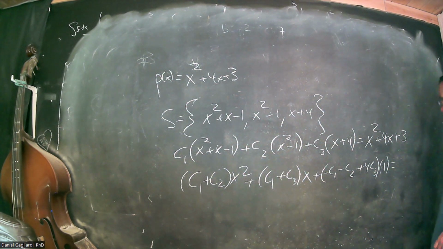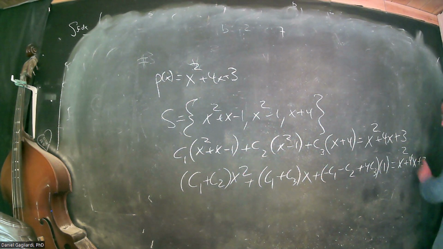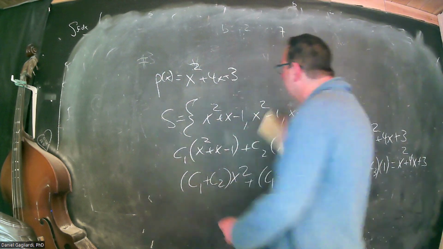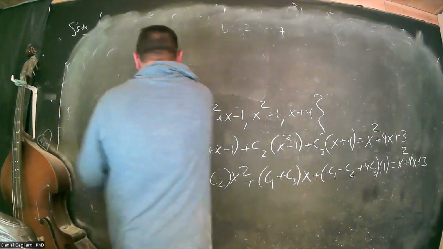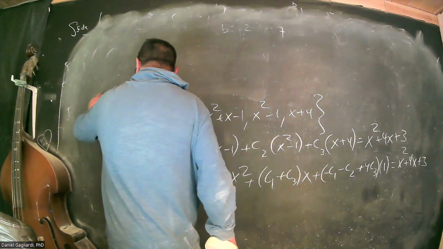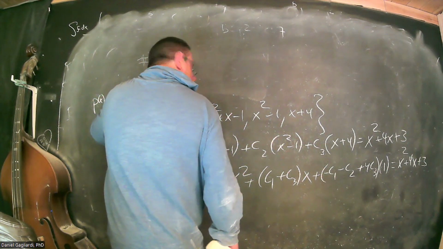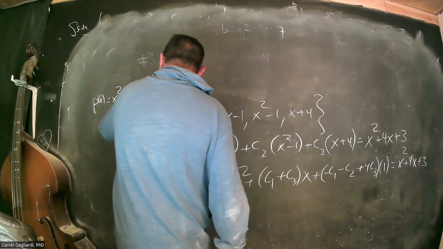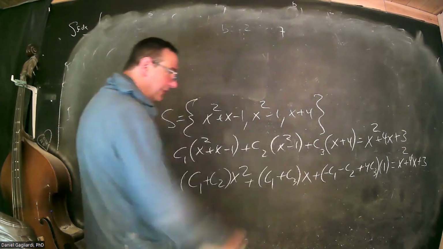Well, if it's going to do that, then we're going to have to equate coefficients. I'm sort of running low on space, but we have 1 times x squared plus 4 times x plus 3. Therefore, we have the linear system. Let me write this down elsewhere. P of x is equal to x squared plus 4x plus 3. All right, let's solve this equation.